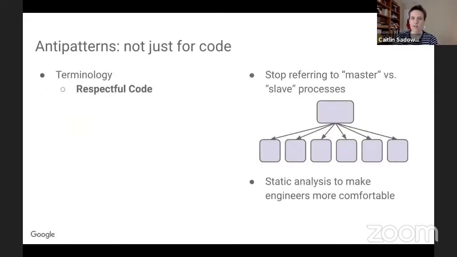However, antipatterns are not just for code. Most of these analyzers are not written by me. I was involved in Error Prone, but most of these are contributed by arbitrary developers throughout Google. So the respectful code analyzer looks for antipatterns in the language you're using. For example, stop referring to master versus slave processes. This is terminology that is deeply offensive to many people.